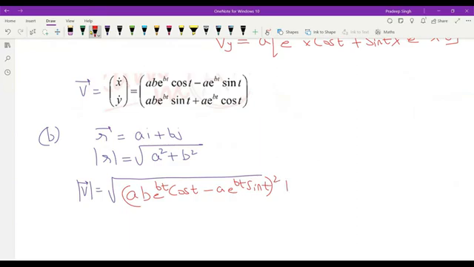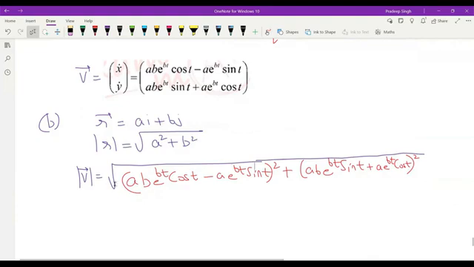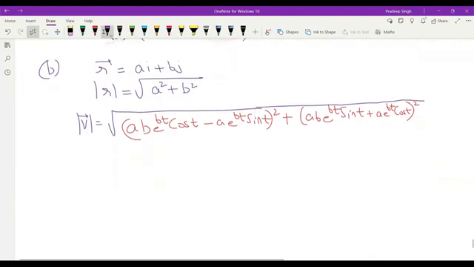So we square that and we add the square of the y component, which will be this, plus a e to the power bt into cos t squared. Be careful that the square root which we have drawn has to be across the entire expression. Now, in the exam scenario, we don't want to waste our time just drawing a big straight line for the square root. So to avoid that, we'll use a trick.